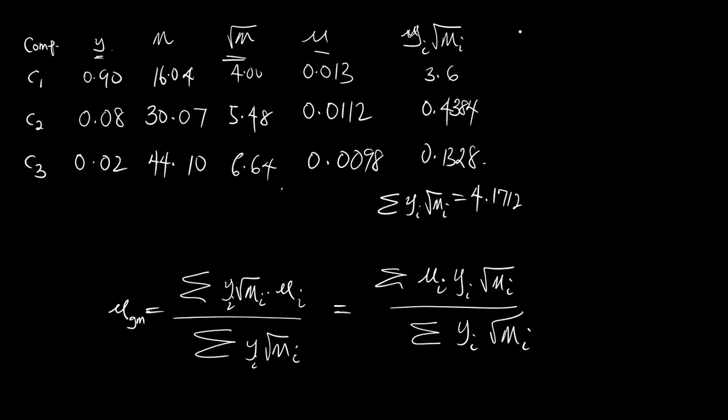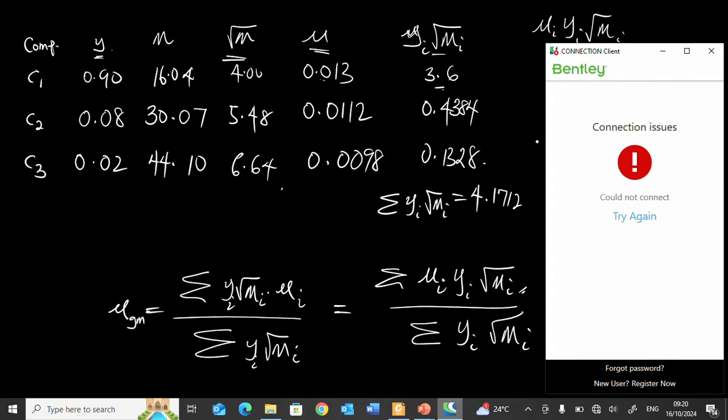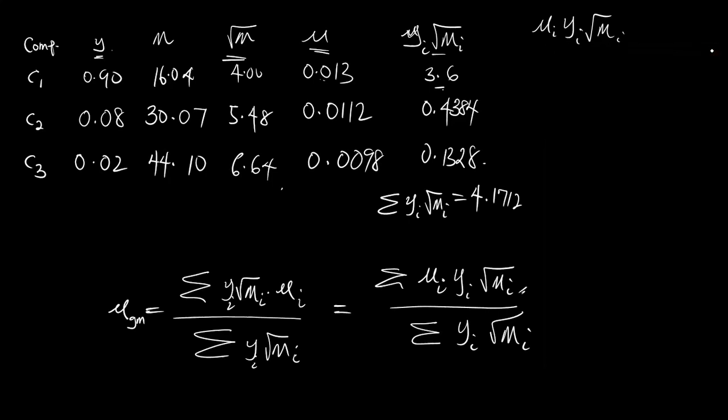Now let's go to the other side. We now have to multiply the viscosity times the mole fraction times the square root of the molecular weight of each component. So 0.013 times 3.6 will give us 0.0468.